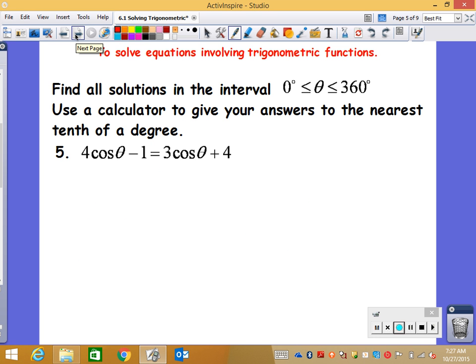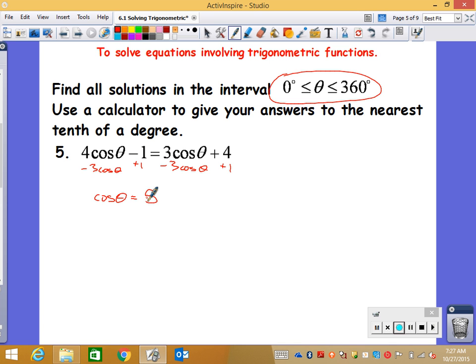Let's try a slightly different one. We're going to use a calculator on this one. Again, I'm in between 0 and 360, so my answer is going to be in degrees. And I'm going to use a calculator to solve to the nearest tenth of a degree this ugly mess. Well, let's minus 3 cosine from both sides. Minus 3 cosine. Then I'm going to add 1.